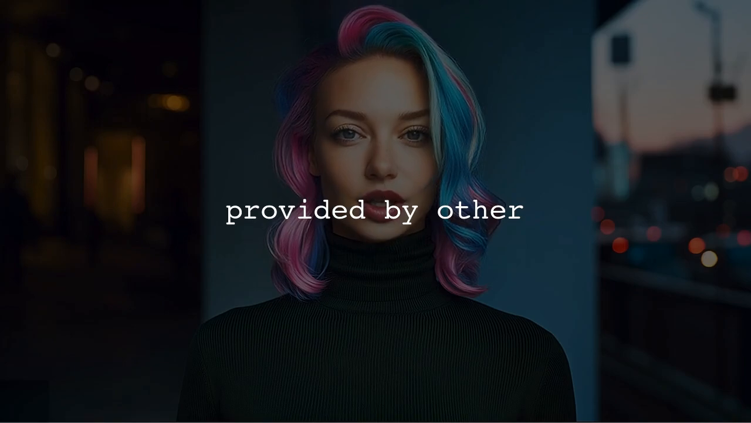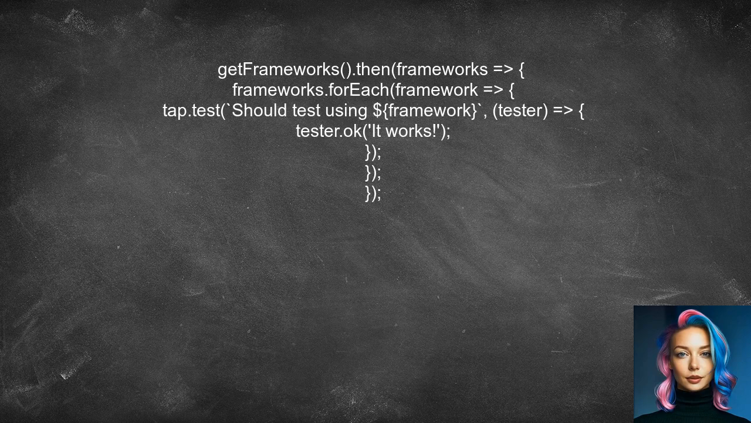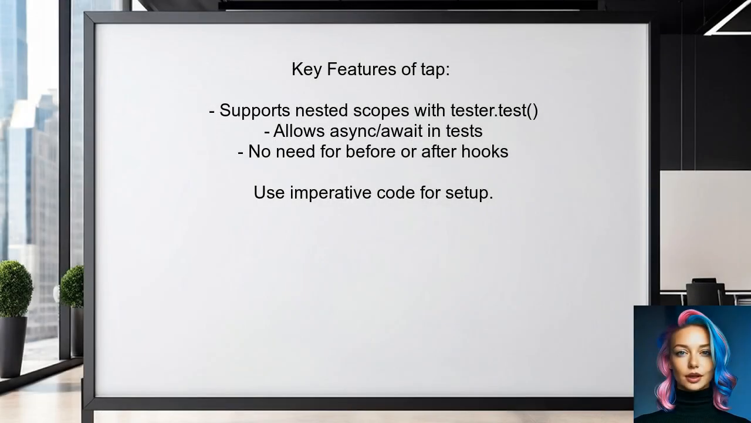Now let's look at the answers provided by other users. One user found a solution using the tap testing framework instead of Jest or Mocha. They demonstrated how to dynamically create tests by fetching an array of frameworks asynchronously. They also noted that tap allows for nested scopes and supports async await calls within tests, providing flexibility in structuring tests without the need for before or after hooks.